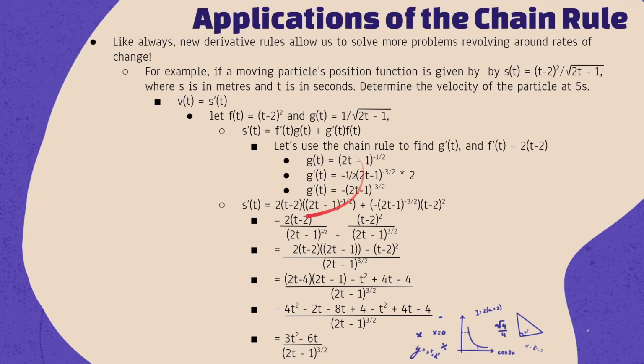So here they are all plugged in. We get 2 times 2 minus t minus 2 times 2t minus 1 to the power of negative 1 over 2, plus negative 2t minus 1 to the power of negative 3 over 2 multiplied by 2t minus 2 to the power of 2. This should be a tongue twister. Honestly, if you could say this fast, I'd have to get you a gold medal. But I don't think anybody could do that.